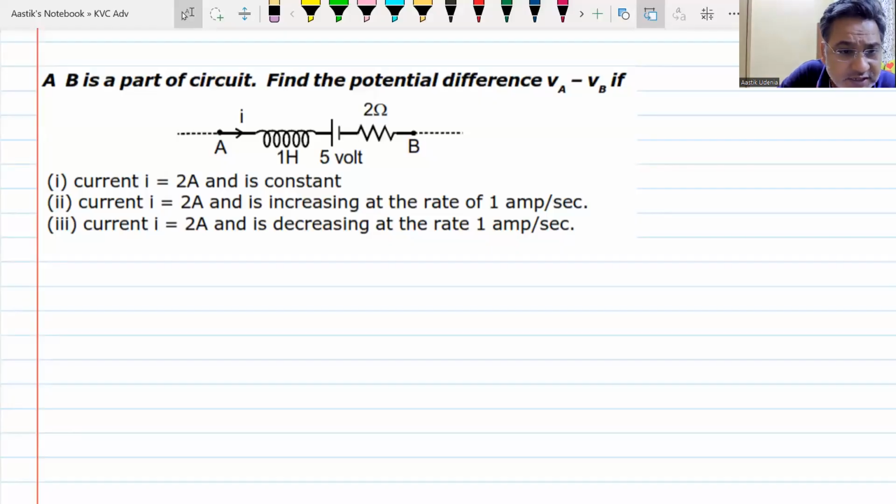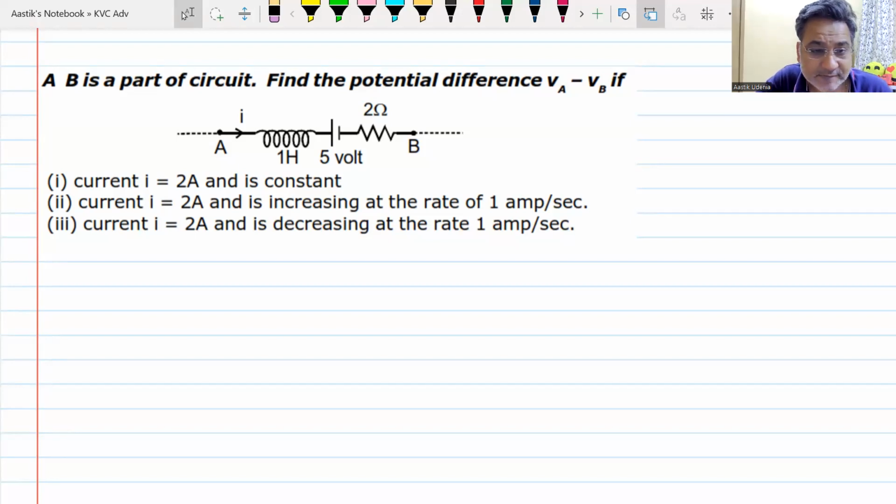Then this is the question. AB is a part of a circuit. Find the potential difference VA minus VB if all the three different cases are given. I'll give you 2 minutes. Will you be able to do this? You've done questions like this a lot of times. Yes or no? Yes. So what are the answers?